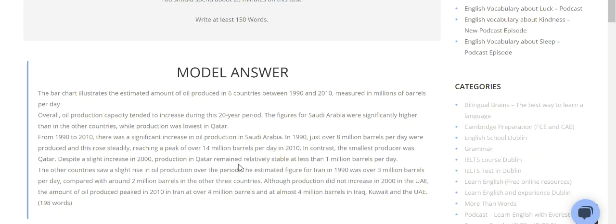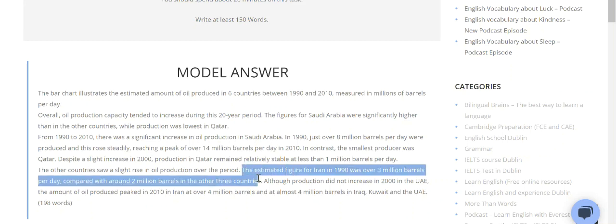The other countries saw a slight rise in oil production over the period. The estimated figure for Iran in 1990 was over 3 million barrels per day, compared with around 2 million barrels in the other three countries. It was a comparison: 3 million barrels for Iran, 2 million barrels for other countries.